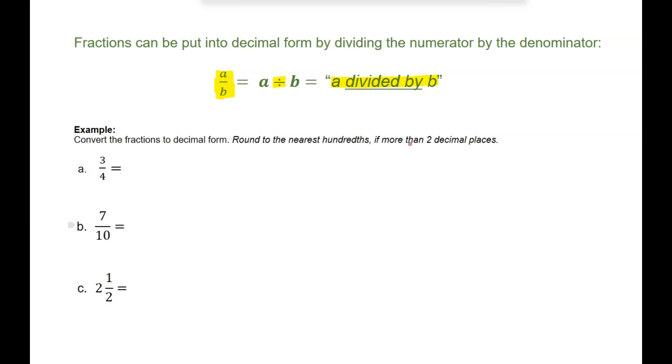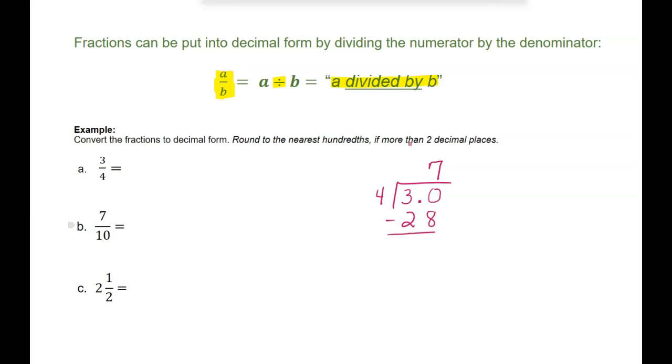First, a. When we have 3 divided by 4, we can set that up as long division, as 4 goes into 3. Place your decimal, and we'll have a placeholder 0. Now 4 goes into 30 how many times? If you said 7, you're right. And we'll place that over the 0 for the 30. Now 7 times 4 is 28.